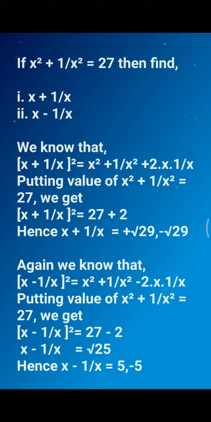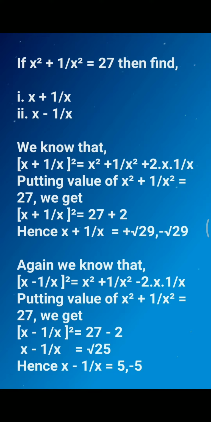We know that x plus 1 upon x whole square is equal to x square plus 1 upon x square plus 2x dot 1 upon x. Having put the value of x square plus 1 upon x square, we'll end up getting x plus 1 upon x whole square equals 27 plus 2. Hence, x plus 1 upon x is equal to plus root 29 and minus root 29.